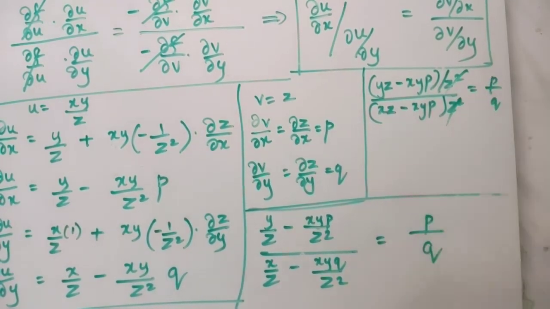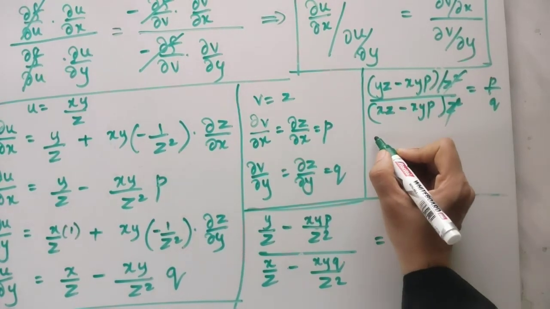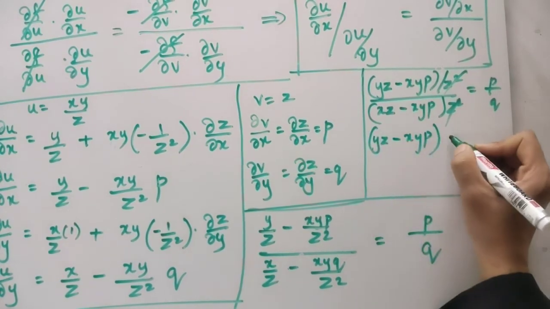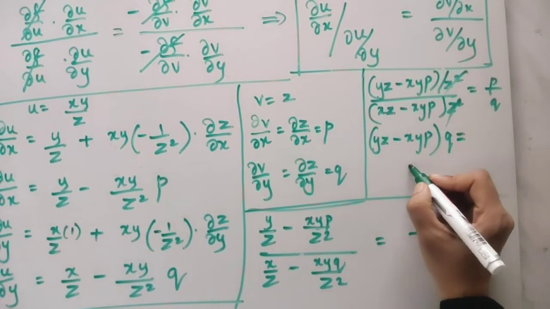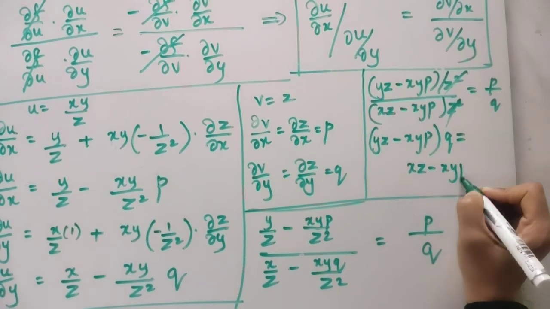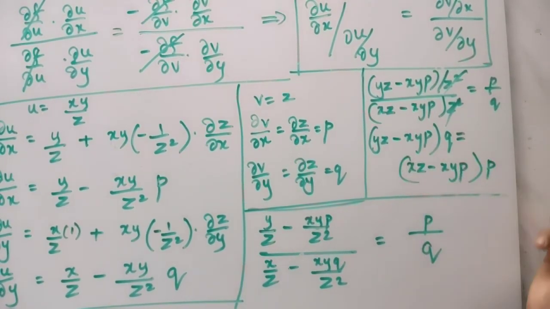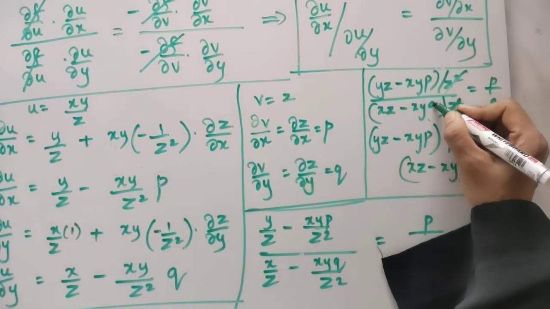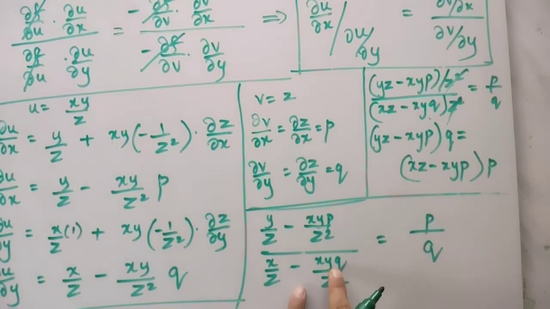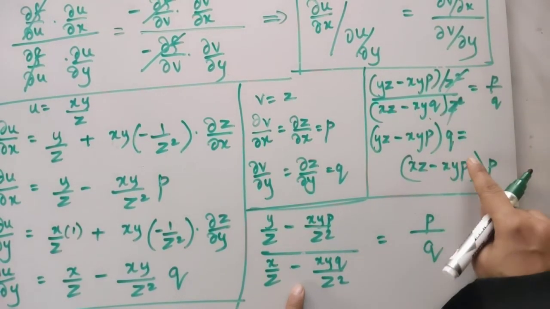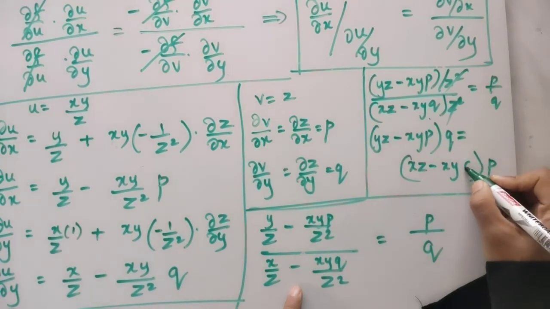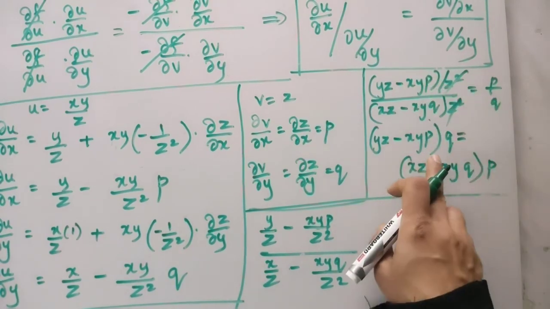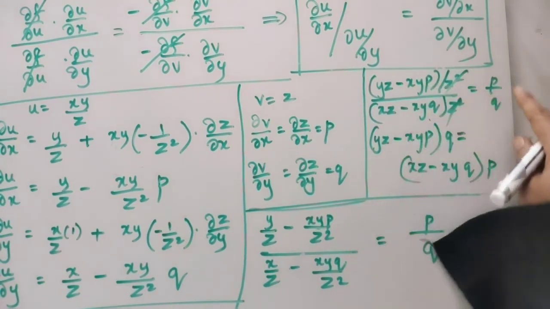Now again z square gets cancelled. When you keep the final answer, you will have yz minus xyp into q is equal to xz minus xyq into p. Sorry, here it is q. I'll correct it. See, the denominator has q here. So that q only I had to write, by mistake I had written it p. So please write here q. Okay, that is cross multiplying it. This q goes over here, and this bracket comes over here multiplied with p.